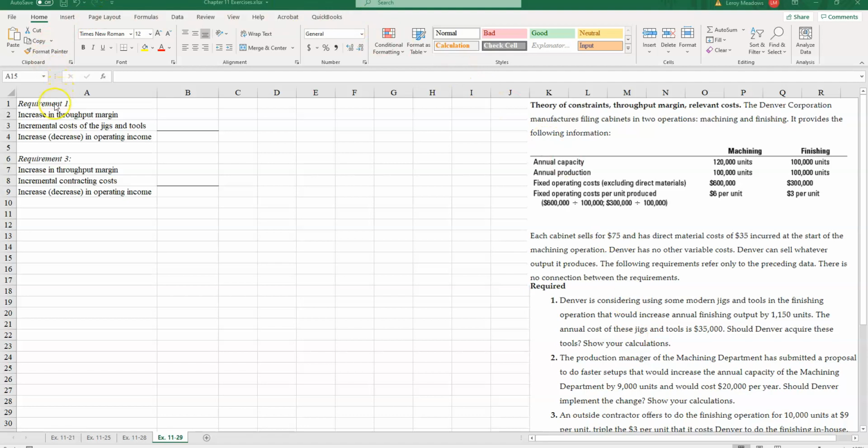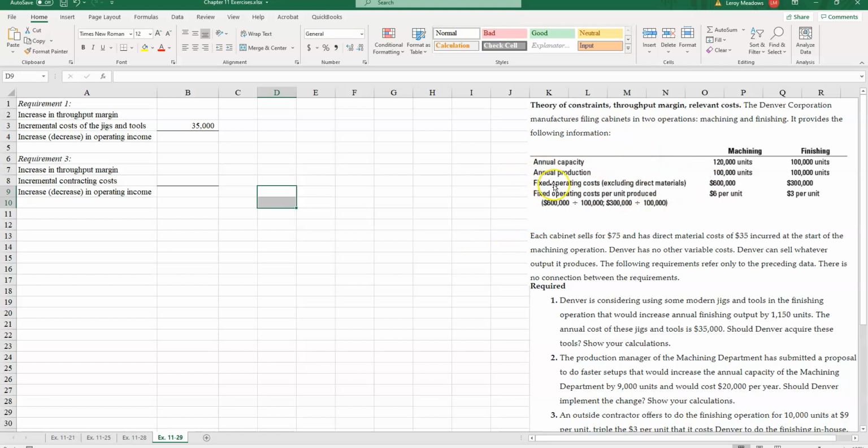So let's go ahead and look up here in the upper left-hand corner for requirement 1. Now we know that the incremental cost of the jigs and tools we're told is going to be $35,000. Now that's our cost, so $35,000. But how much will that give us? How much will that provide? And let me just go ahead here and format these cells. Now, how much will that provide? Well, the increase in throughput margin, which is what we're looking at here because we're just taking our revenues minus our direct materials.